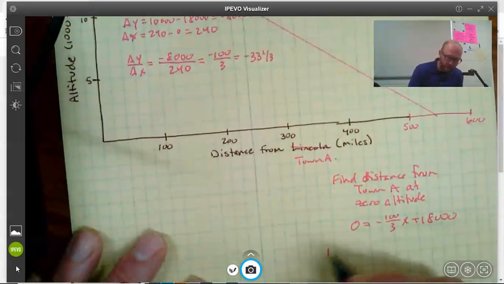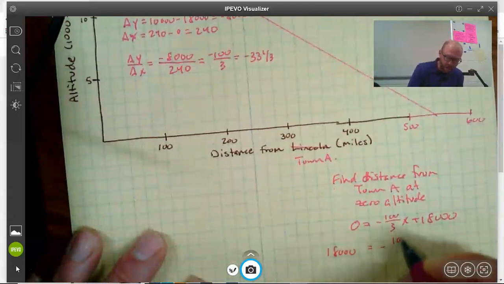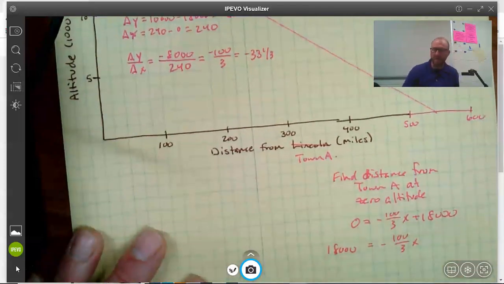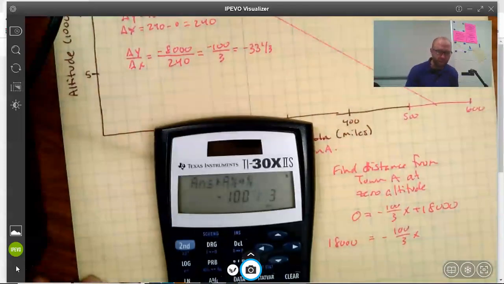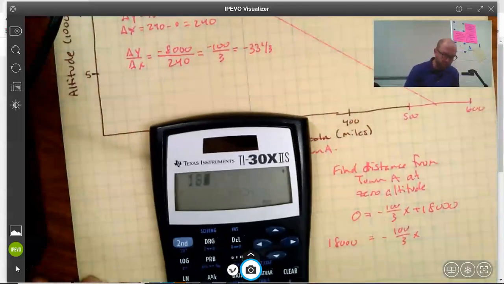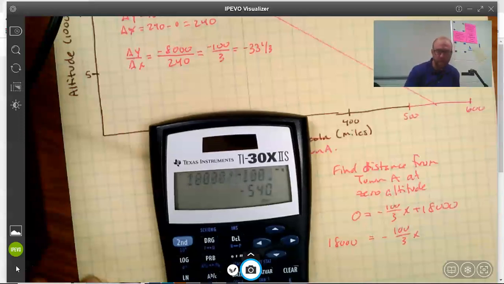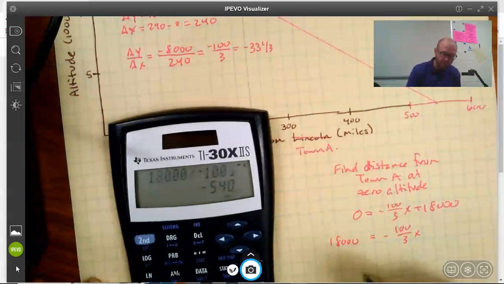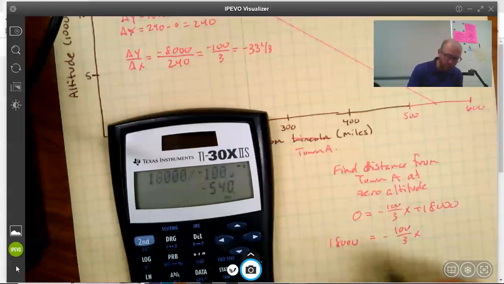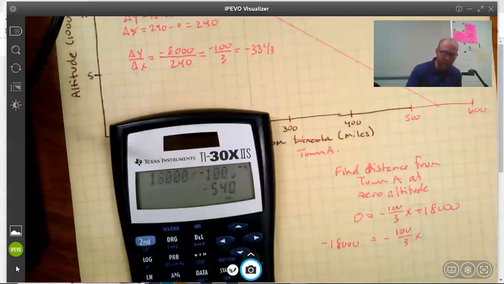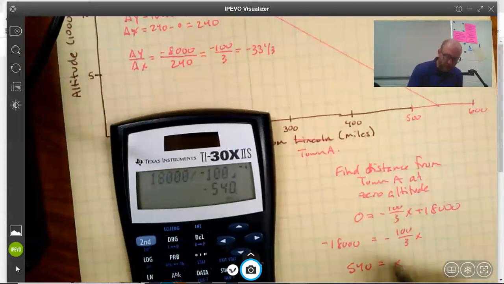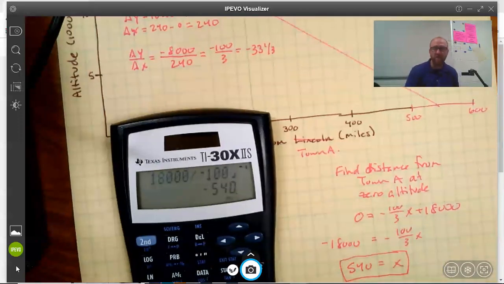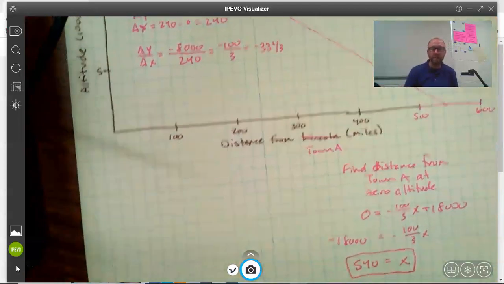I'll subtract 18,000 from each side: negative 18,000 equals negative 100 thirds x. And then I just have to divide both sides by negative 100 thirds. So I'll do that with the calculator. 18,000 divided by negative 100 thirds gives us negative 540, kind of where we thought it would be. Oh, by the way, this should be negative, so it should be positive 540. So 540 equals x.